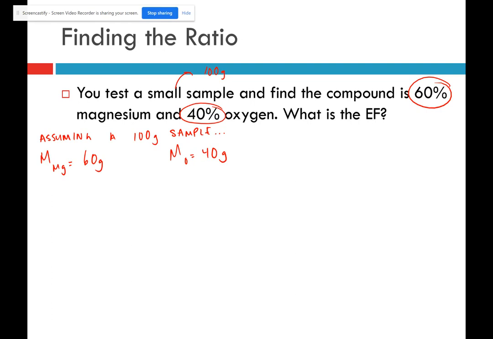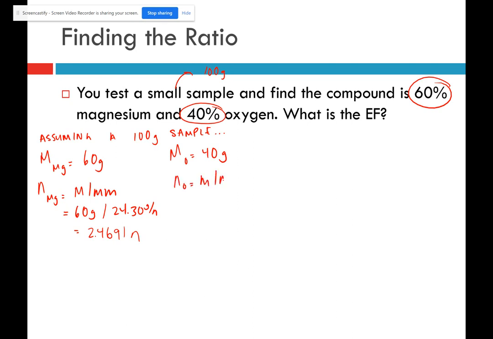So now that we have our two masses, we can figure out moles of magnesium. We know that mass divided by molar mass gives us our moles. So 60 grams divided by the molar mass of magnesium, which if I look that up on the periodic table, is 24.30 grams per mole. That's going to give me the number of moles that I have. So 60 divided by 24.30 is going to be 2.4691 moles.